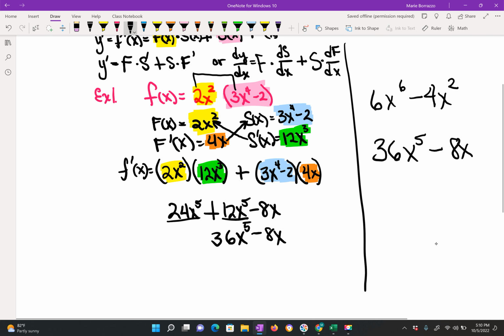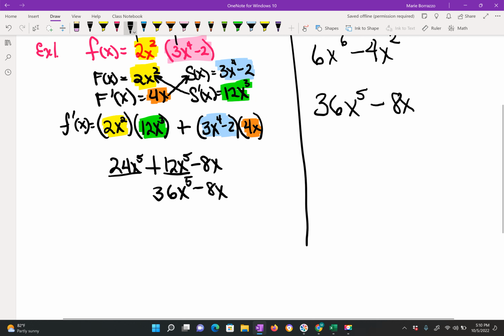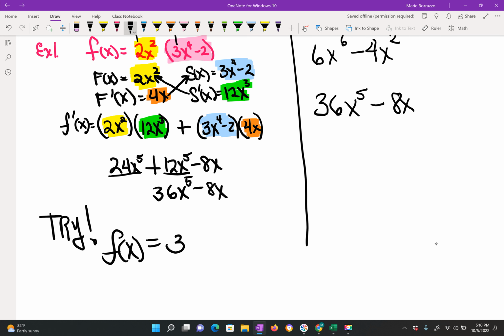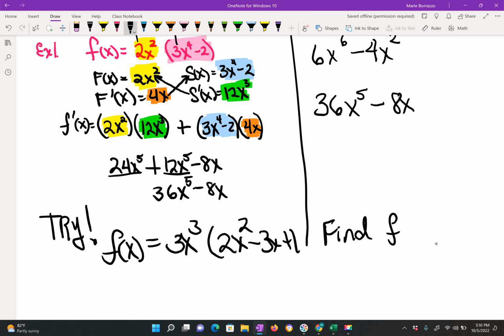All right, if you want to try one, let's do one on our own. And I'll put it here. We'll call it the try question. I'm going to give you f of x is equal to 3x to the third times 2x to the second minus 3x plus 1. And I want you to find, either method, I don't care, the first derivative. Which method should we use? Whichever one you're comfortable with. Technically, I think you should learn both.